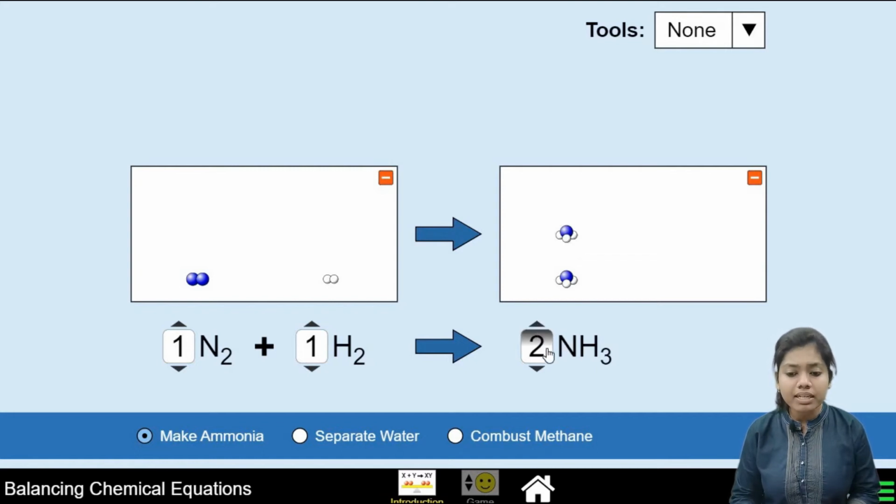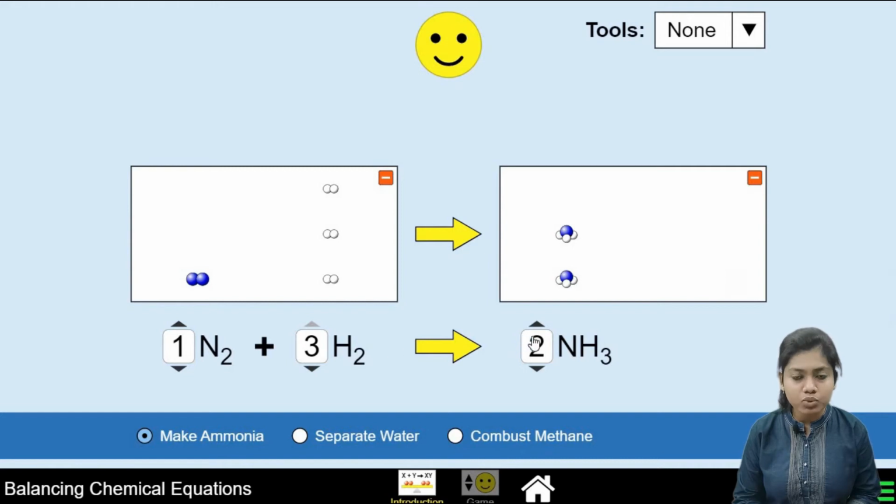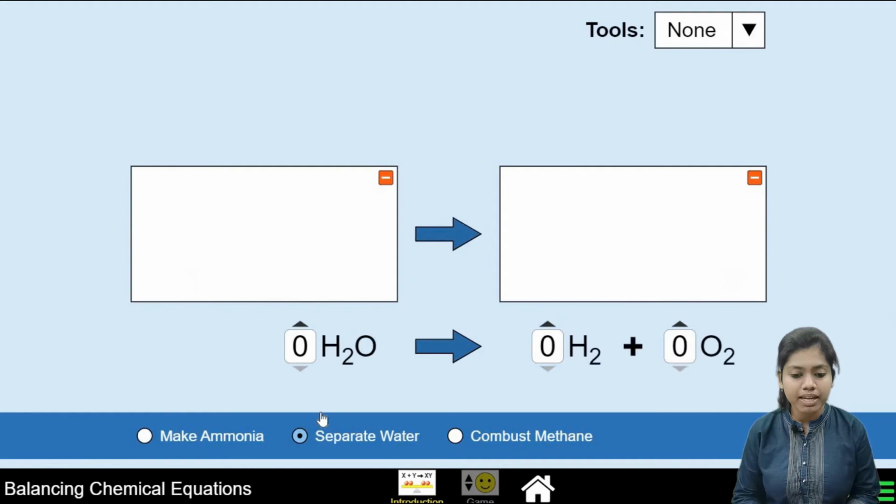To balance the count of nitrogen, I'll make it 2NH3. Now for hydrogen, on the reactant side it is 2 and on the product side it is 6. So on the reactant side we have to balance it as well, making it 3H2. Hence the reaction is N2 + 3H2 gives 2NH3, and our reaction is balanced.